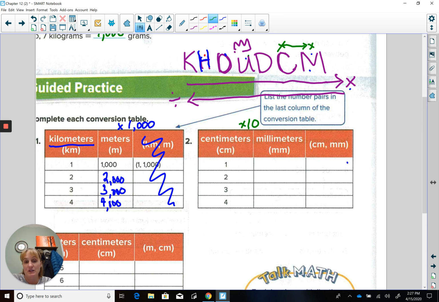So let's take a look over here with our centimeters. So 1 centimeter times 10 gives us, you got it, 10. And again, I'm not going to worry about that so much. And let's move over to here. 2 times 10 is, yep, 20. 3 times 10, yep, 30. 4 times 10, you got it, 40. Easy peasy, right? This is so much easier than customary.